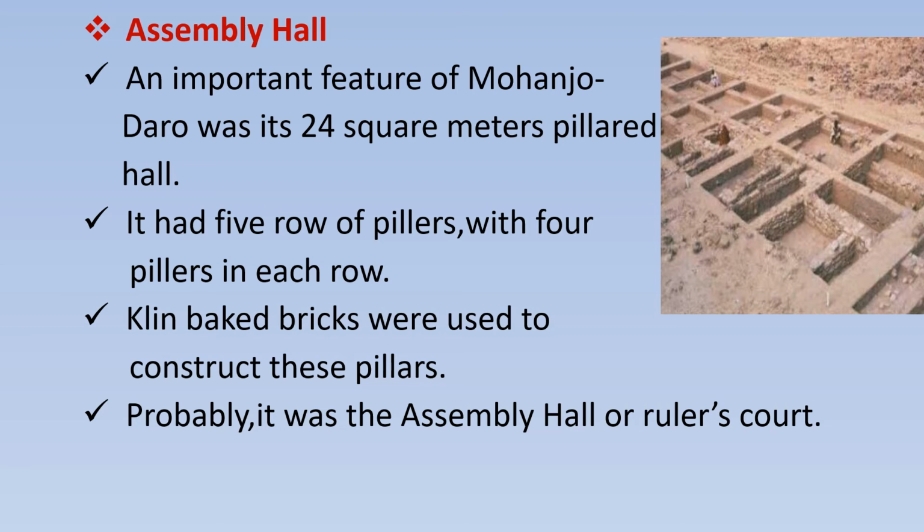Assembly Hall. An important feature of Mohenjo-daro was its 24 square meter pillared hall. It had 5 rows of pillars with 4 pillars in each row. Baked bricks were used to construct these pillars. Probably it was the assembly hall or the ruler's court.